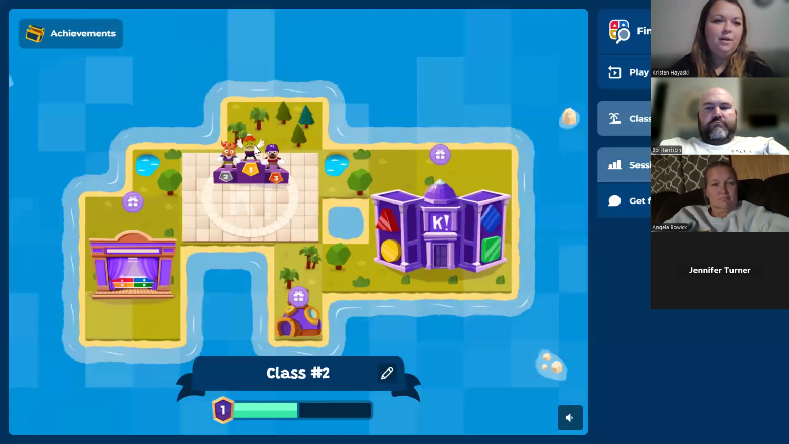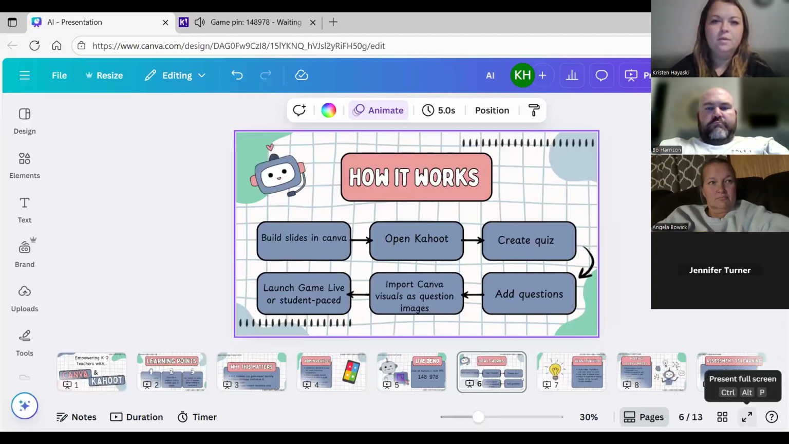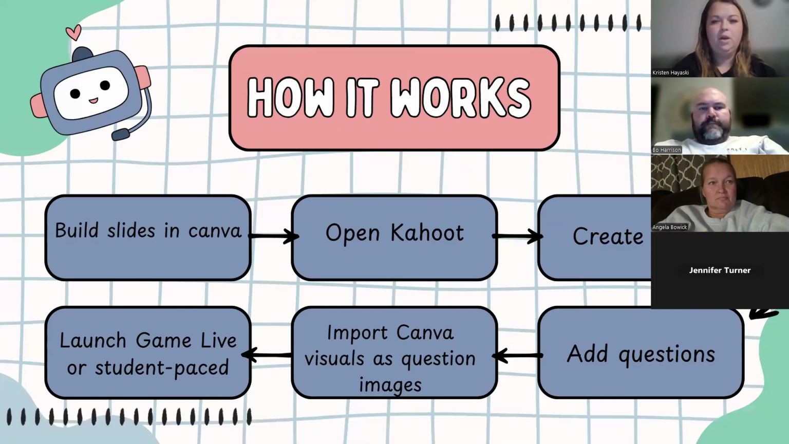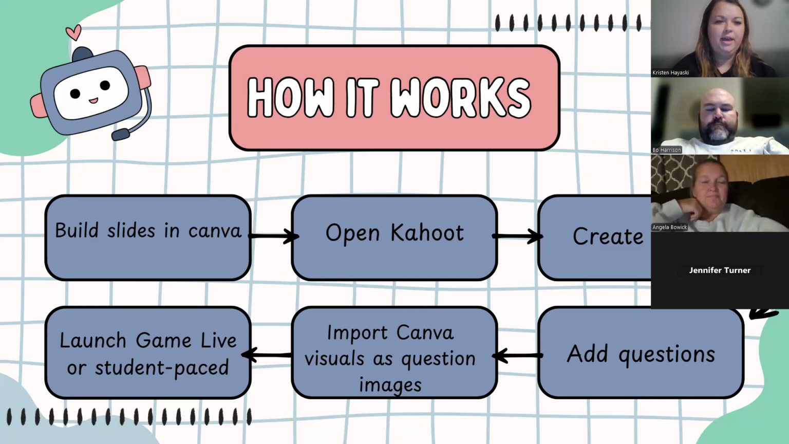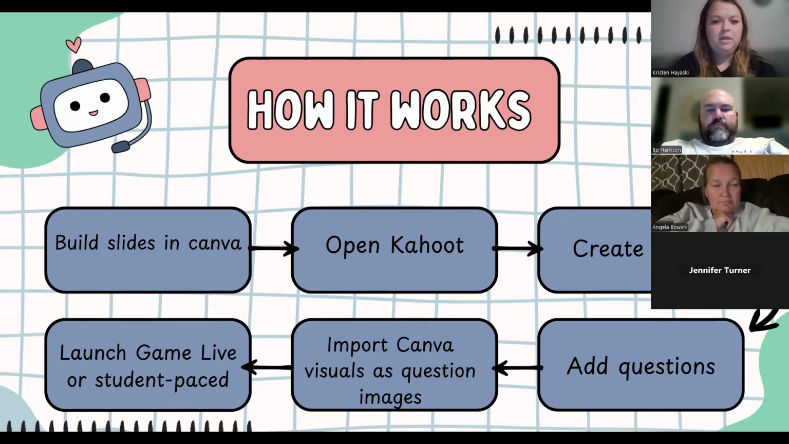Okay, so now that you have seen what Kahoot is like, go back to the presentation. So how it works, our goal is for you to create slides in Canva. Then you would open Kahoot, create a quiz, launch the game live, or student paced. Sometimes with older kids, you can do student paced. It works better with older students who can read the questions themselves.